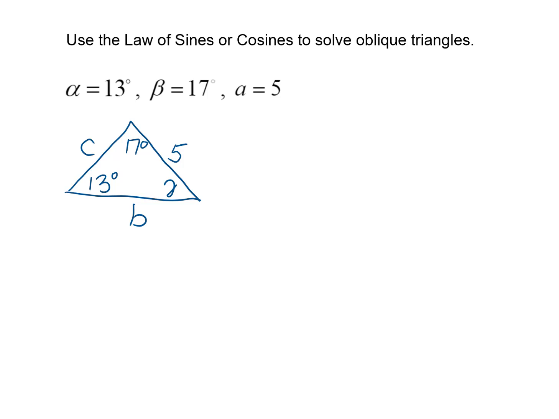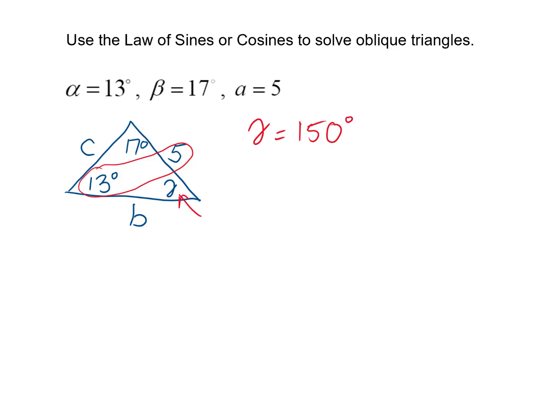Okay, so as I look at my triangle, I'm seeing if I can use the law of sines, and I can if I have an angle and a side opposite pair, and I do. I have this pair here, so I can use those and set those up to find another side or another angle. But actually, let's first find this angle, because anytime you have two angles, you can always get the third angle by taking 180 degrees minus the first two angles. So our gamma is going to be 180 degrees minus 17 minus 13, and that's going to give us 150. So we have all the angles solved.